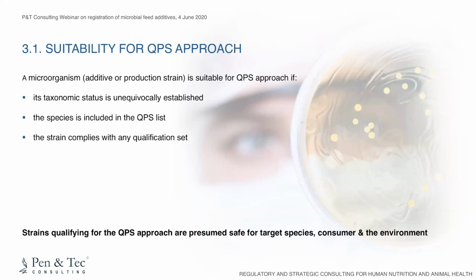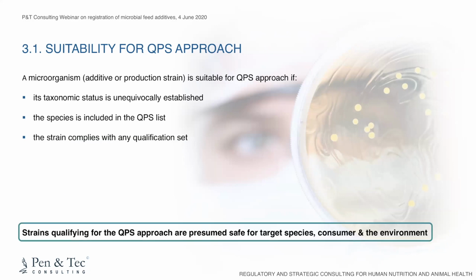Those strains qualifying for the QPS approach are presumed safe for target species, consumers, and environment without the need for specific studies. This means that you would not need to conduct a target animal safety study or genotoxicity studies or environmental safety studies for these strains. The QPS concept applies also to microbial feed additives, which means additives derived from fermentation.